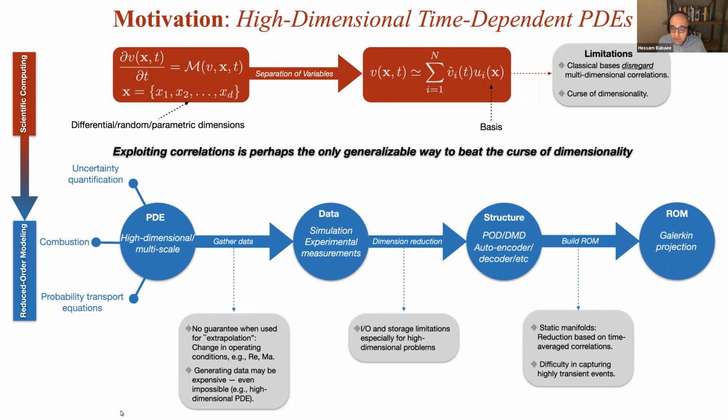And the whole process of generating data could actually be an enormous task. Probably not for 2D or 3D PDEs, but for problems that are 10-dimensional or 100-dimensional, we may not even be able to generate the data, because we would have to solve the full dimensional problem in the first place. And we cannot solve that problem. And so probably that's why we want to do reduced order modeling.